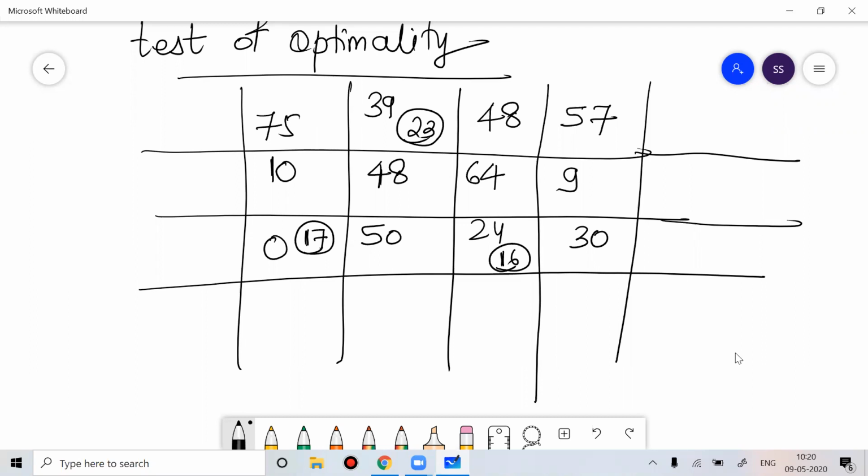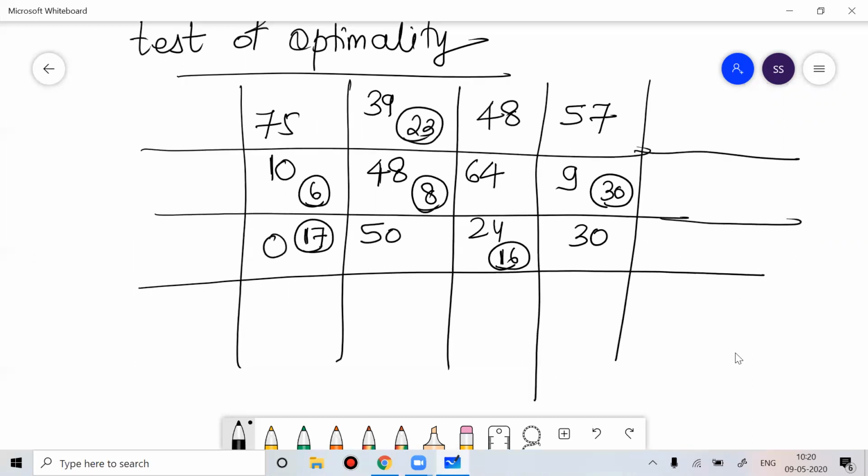Write down this problem. 10, the allocation is 6. 48, the allocation is 8. Then 64, 9, the allocation is 30. 0, 17, 24, 16. Okay. So this is the allocation that is done.